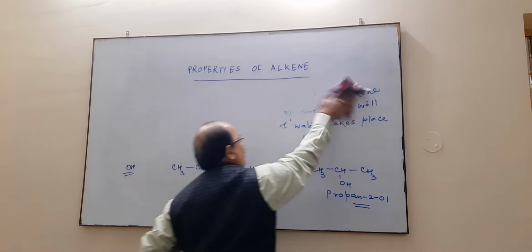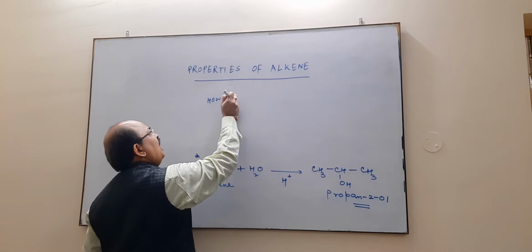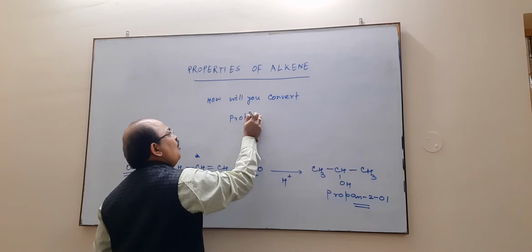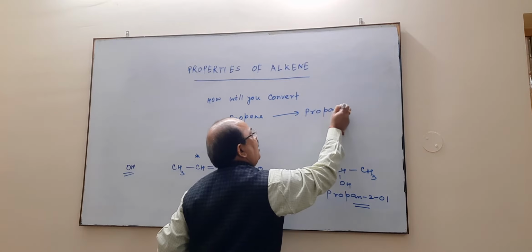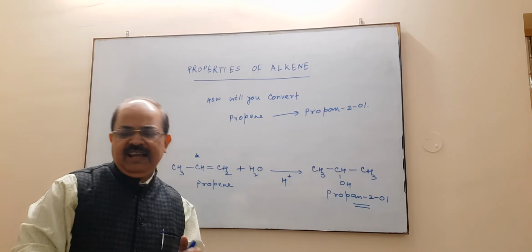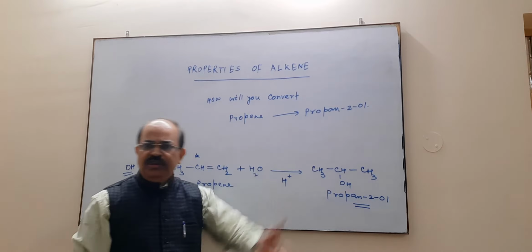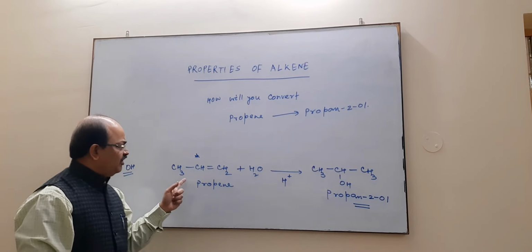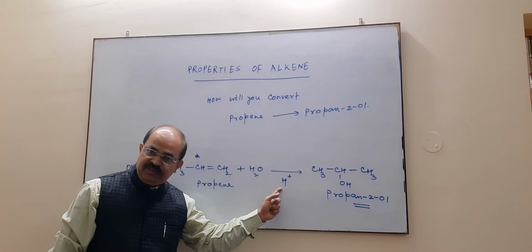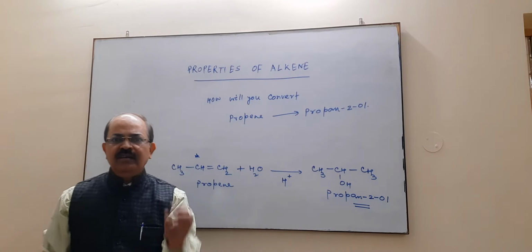Suppose in your examination the question is how will you convert propene to propan-2-ol. So the first point is what does it mean, what is the question saying. The question is saying if you have to convert propene to propan-2-ol, then how is this change brought about. So this is propene. If we add water to this propene in the presence of few drops of concentrated sulfuric acid, then the product formed is an alcohol, and that alcohol is propan-2-ol.